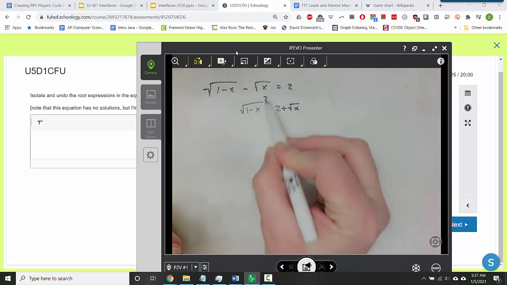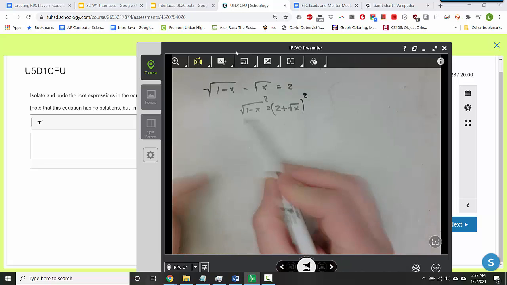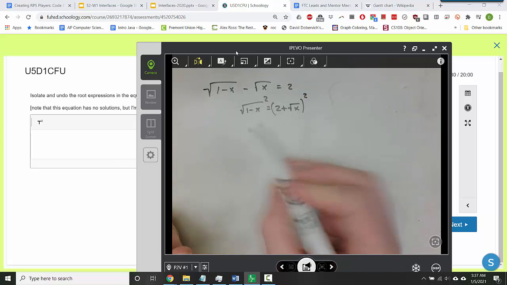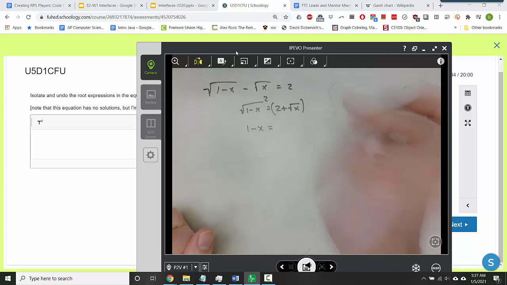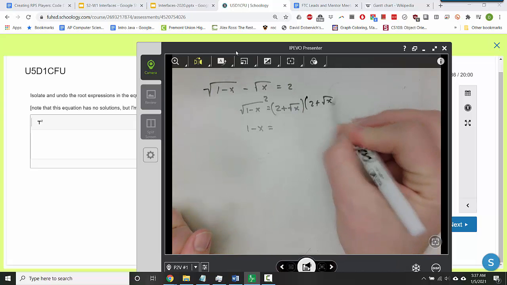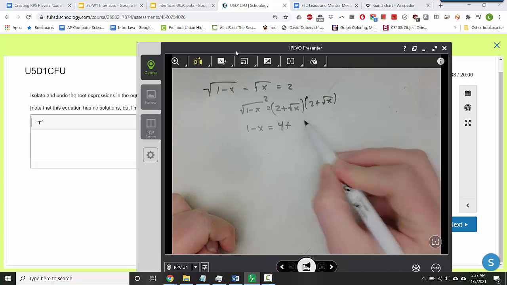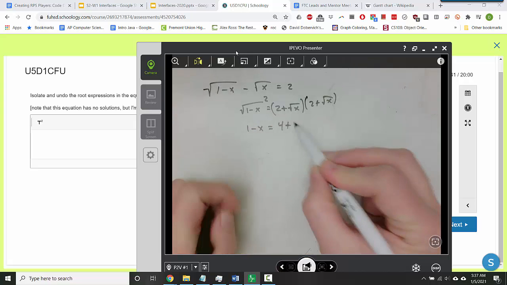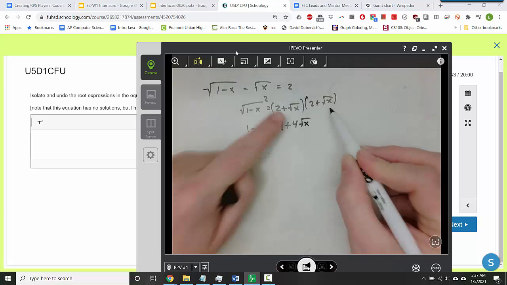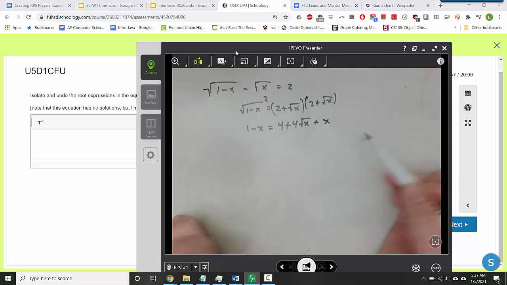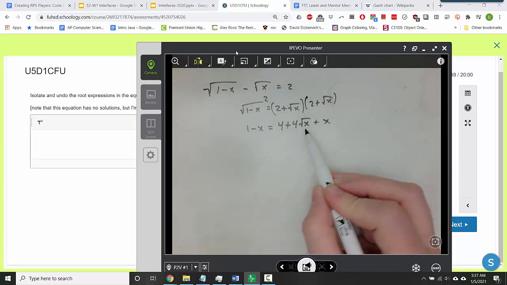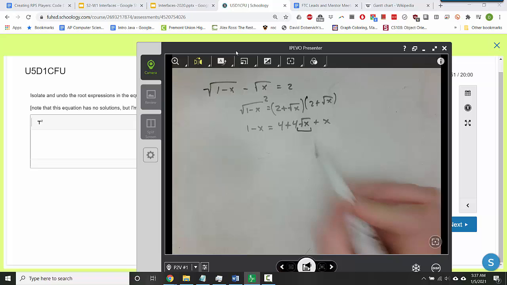Now I'm going to square both sides. So on the left, squaring the root undoes the root. On the right-hand side, let's expand it. So I've got 4 plus 2 root x plus another 2 root x is 4 root x, plus root x times itself just gives me x. But I'm not done yet because I still have this square root x here. So what I need to do is move everything else to the other side so that I can square one more time.